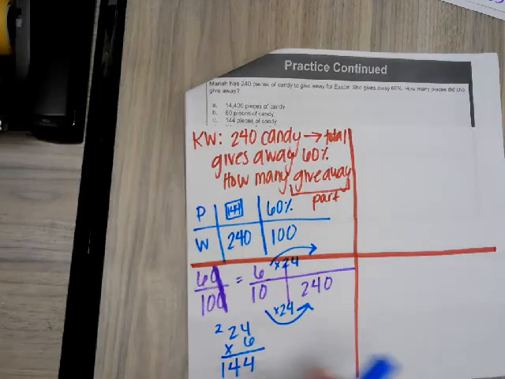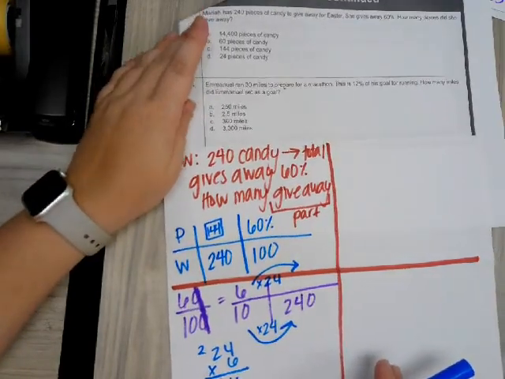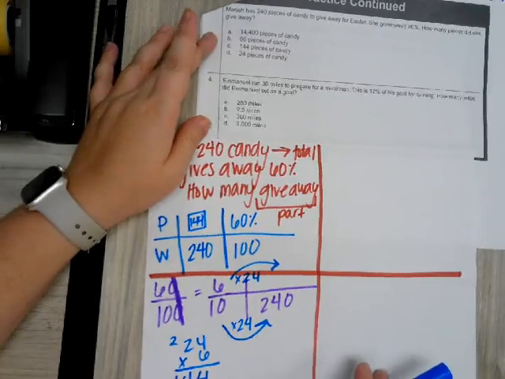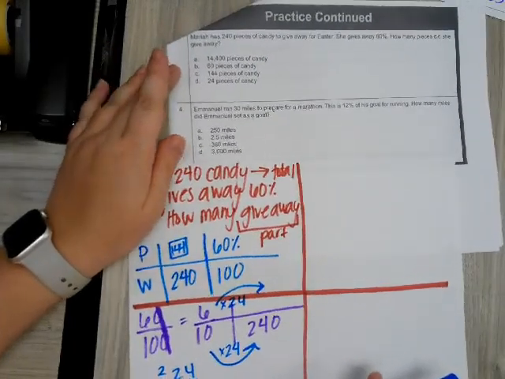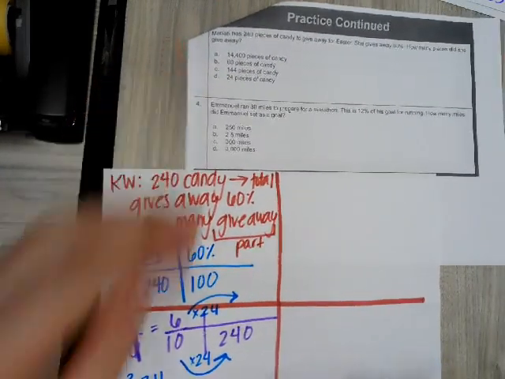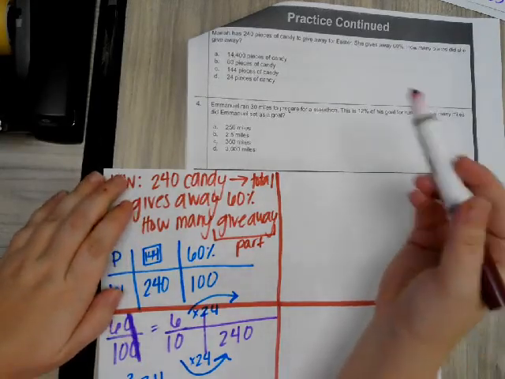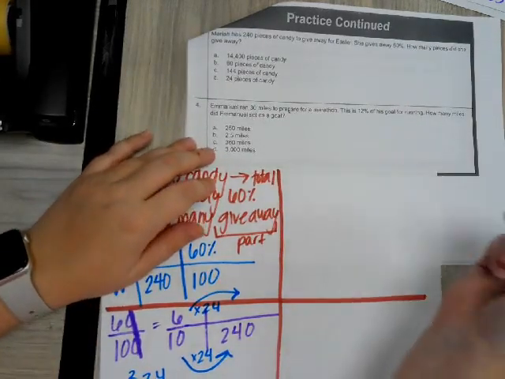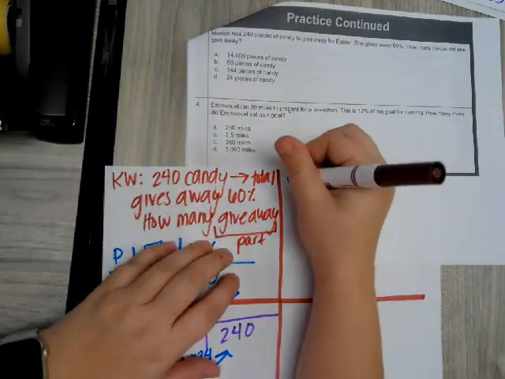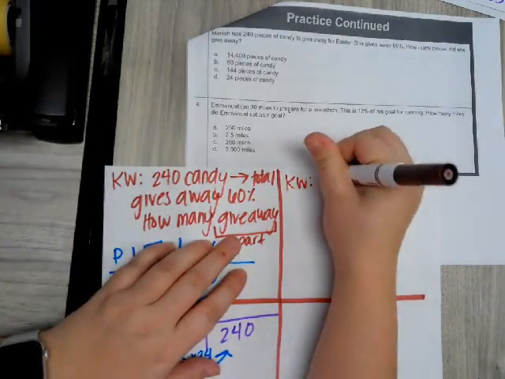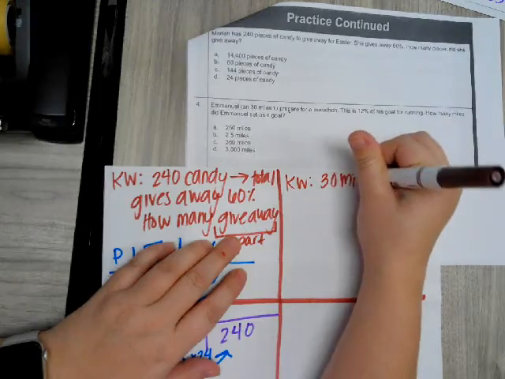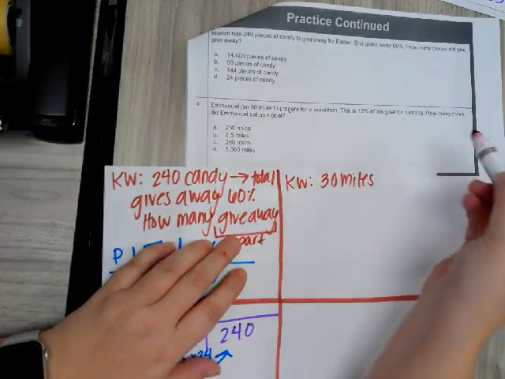Okay. Look at number 4. This problem's about Emmanuel. Emmanuel, you paying attention? Just kidding. So Emmanuel ran 30 miles to prepare for a marathon. So my keywords, 30 miles. This is 12% of his goal for running. How many miles did Emmanuel set as his goal?